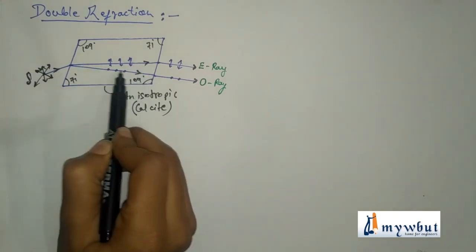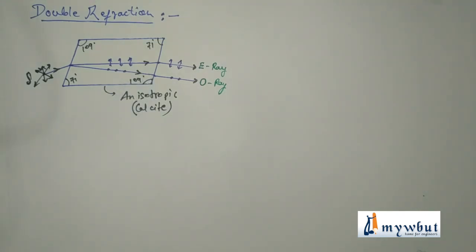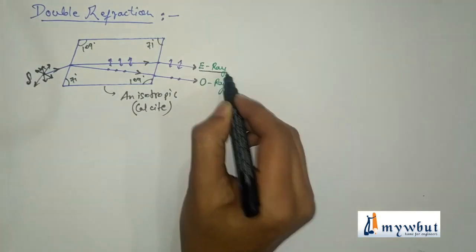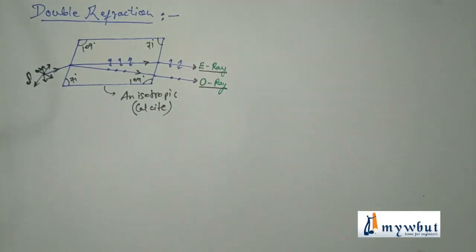You can see here I have defined two refracted plane polarized rays, that is the E ray and the O ray. This is the extraordinary ray, or E ray, and this is the ordinary ray, or O ray. This phenomenon is known as the double refraction phenomenon or polarization. So what are E ray and O ray? When an unpolarized light is incident on an anisotropic crystal, for example a calcite crystal, it produces two refracted rays by the double refraction process. One of these two refracted rays obeys the ordinary Snell's law of refraction and has vibrations perpendicular to the principal section of the crystal. So this ray will be known as the ordinary ray, or O ray.